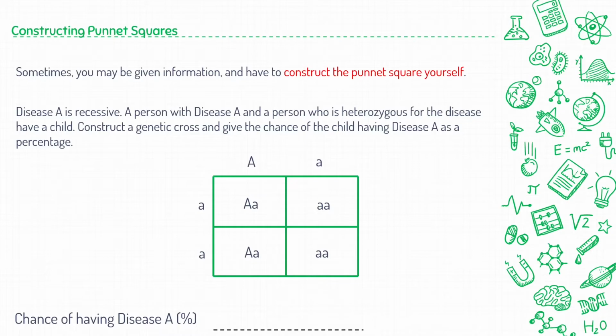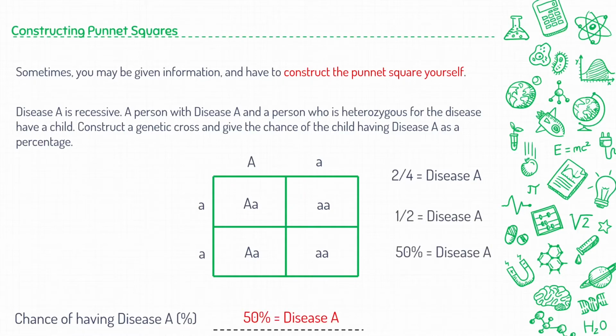Sorry about that, the video seems to have crashed due to a terrible maths error. So where were we? We said that 2 out of 4 will have disease A, which is the same as half having disease A, which is 50% chance of the child having disease A. Right, back to it.